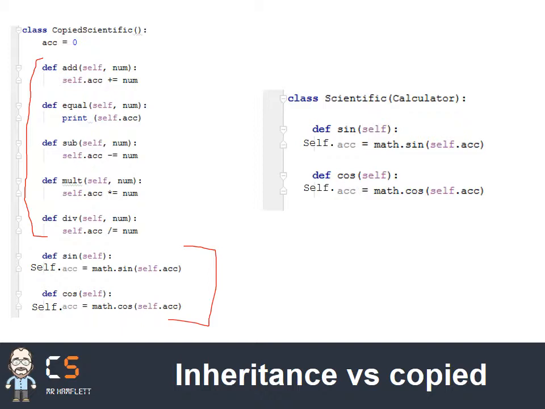On the right hand side, I've done inheritance. In order to do inheritance in Python, I write the name of the class I'm inheriting from in the brackets after the class name. Then notice I haven't included any of this code at all, because by default it's going to be in there. All I've done is added the two new methods. The code is much shorter, and it also means that if I make any changes to my original calculator class here, they'll automatically be available in my scientific calculator. So it's much neater, much more an object-oriented way of doing it.